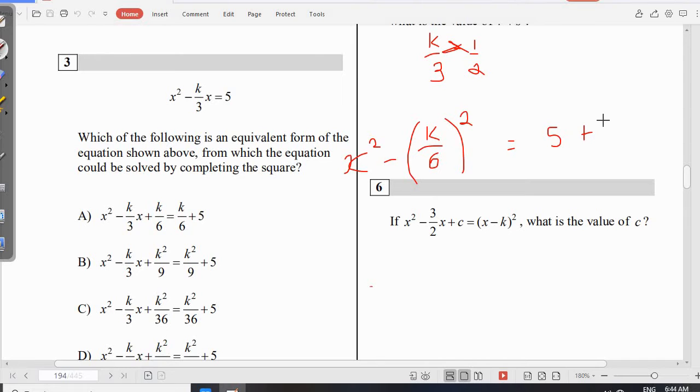plus k square over 36. I said, which of the following is an equivalent form of the equation shown above, from which the equation could be solved by completing the square?